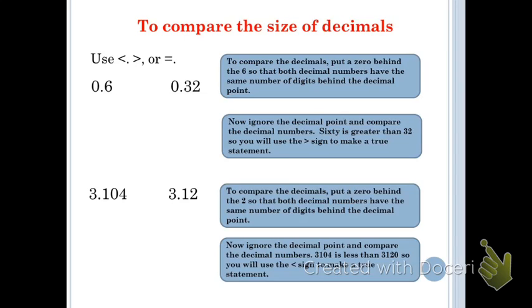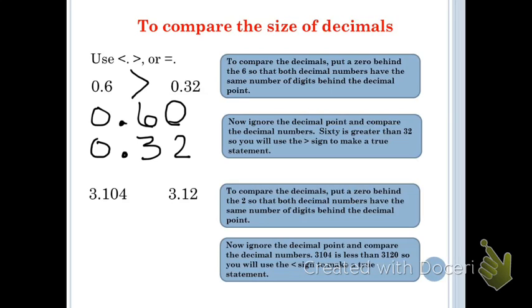In the first example, we're given the number 6 tenths and the number 32 hundredths. We'll place a 0 behind the 6 so that our numbers contain the same number of digits. Since 60 is greater than 32, that lets us know that 6 tenths is greater than 32 hundredths.